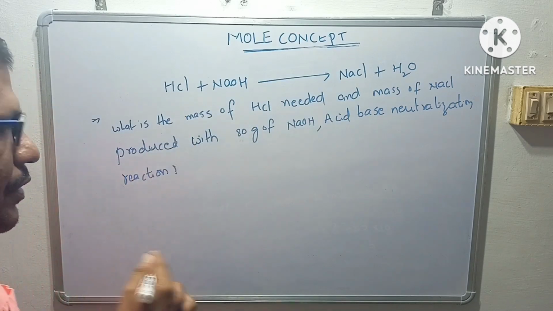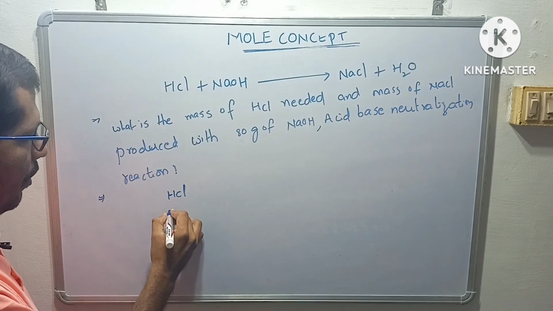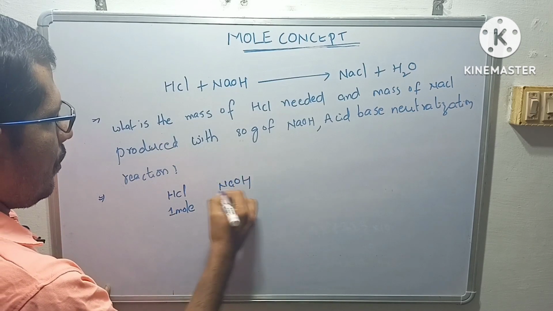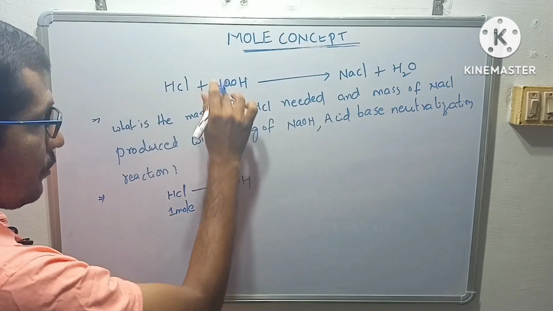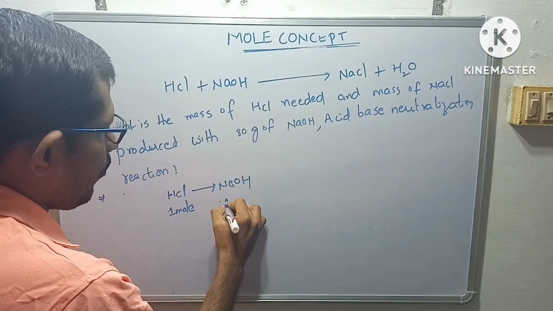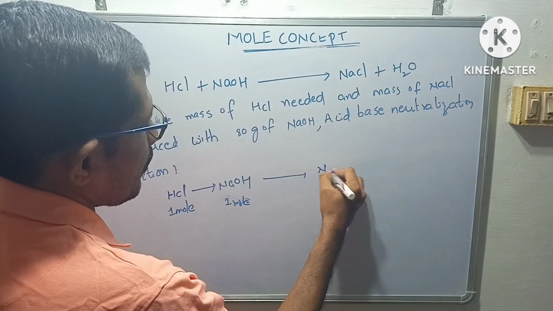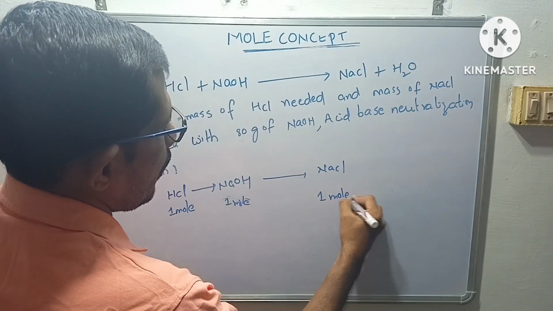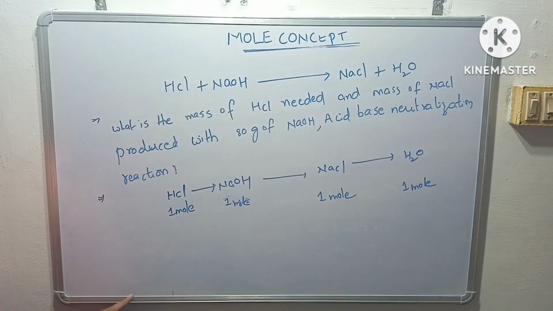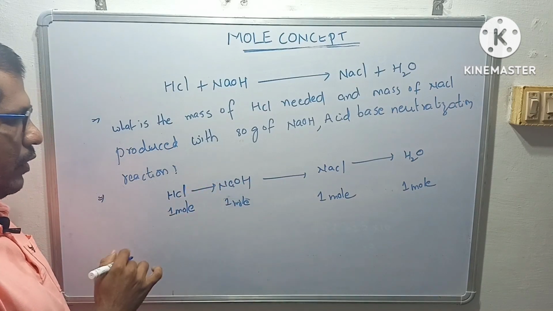First decode the equation. How to decode? First write HCl. How much are you taking? 1 mole. HCl 1 mole. NaOH, how much are you taking? As per the equation, 1 mole. And NaCl as per the equation 1 mole. And H2O as per the equation 1 mole.